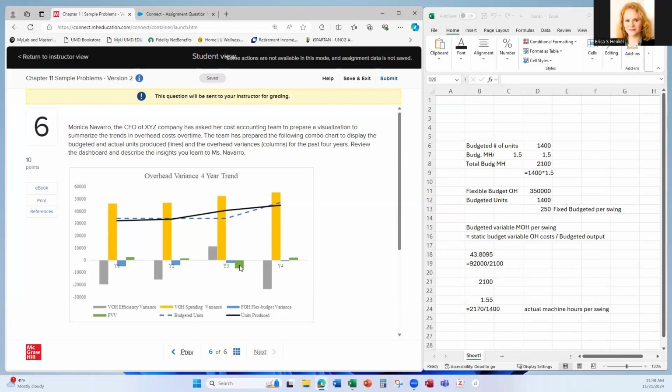Notice that our production volume variance is inverse with our variable overhead efficiency variance there in all 4 years. Interesting. And then our variable overhead spending variance was actually quite high, or actually favorable though. So because they're putting favorable on top, right?